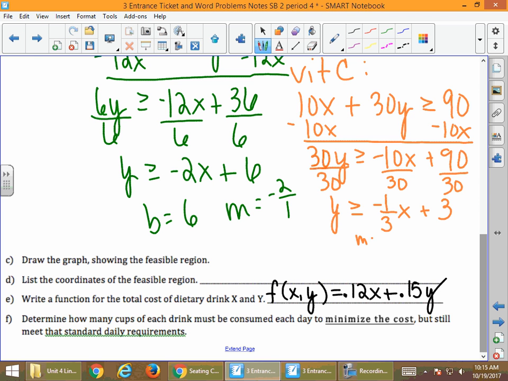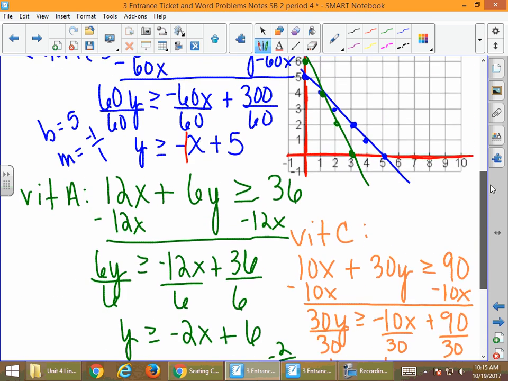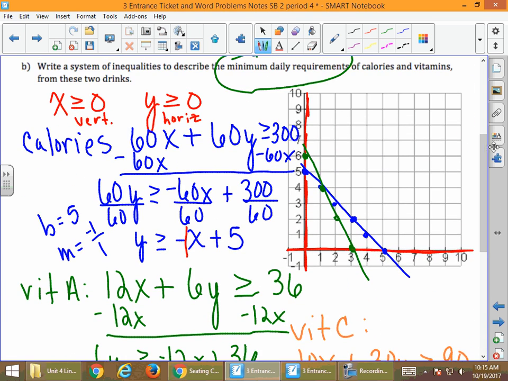And our slope is negative 1/3. Our y-intercept is 3. So we're going to graph that. So it's 3. And then it's down 1 to the right 3. Down 1 to the right 3.